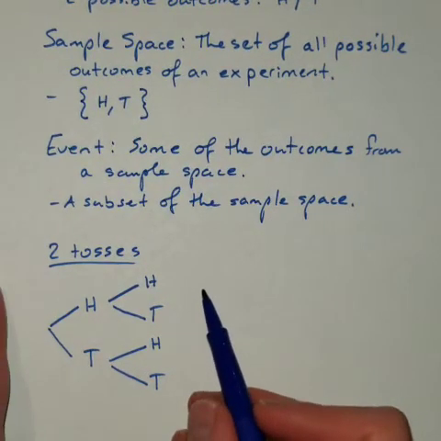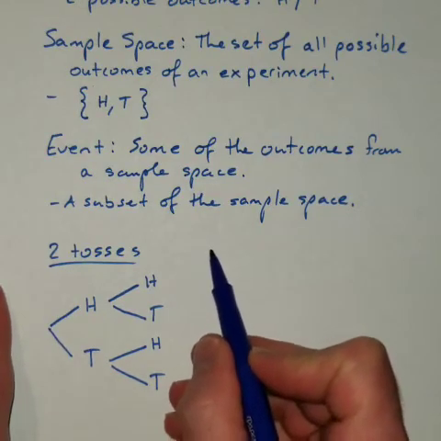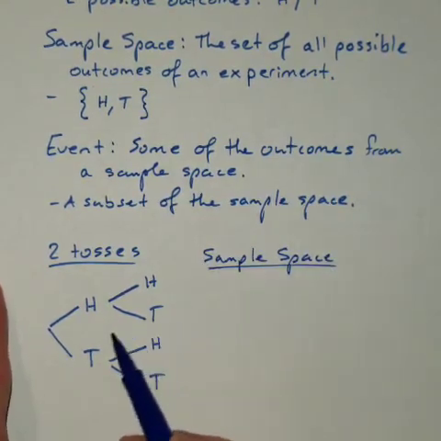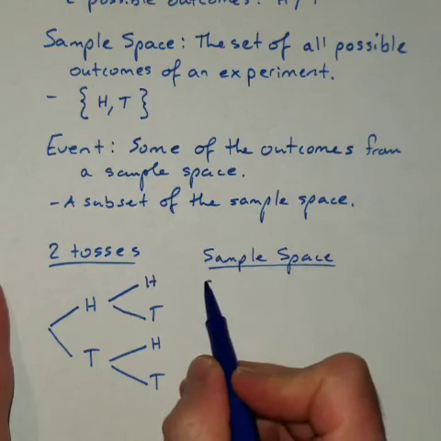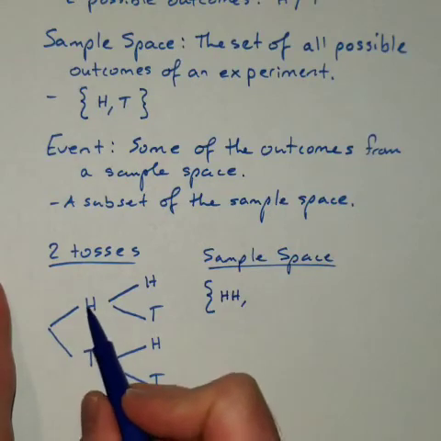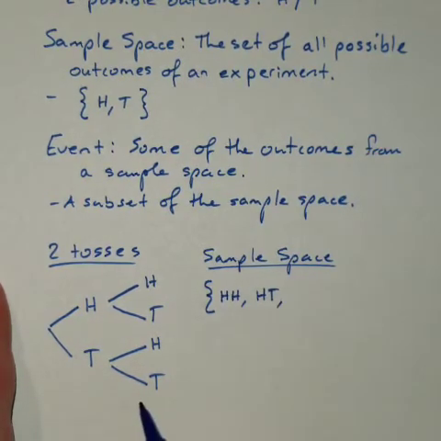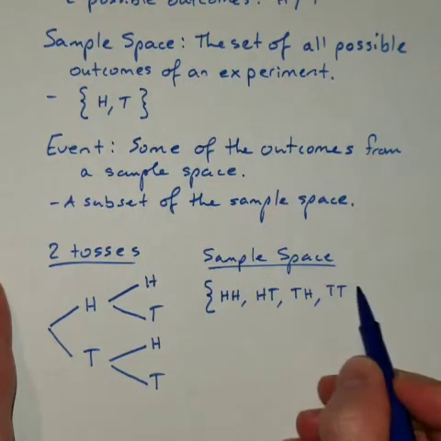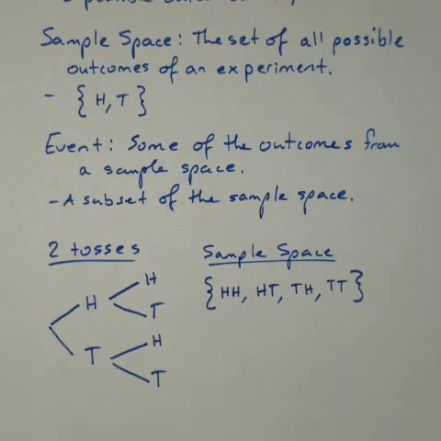So let's look at this. The sample space would be all the possible outcomes. Okay, so in our case it'd be head head. That's a possible outcome. Head tail is a possible outcome. Tail head and tail tail. Okay. Those are all the possible outcomes. There are 4 of them for the sample space. Now an event could be any subset of those outcomes, any collection of them.